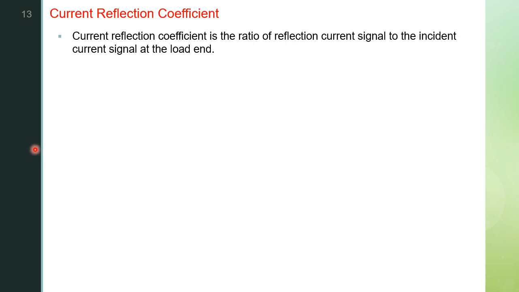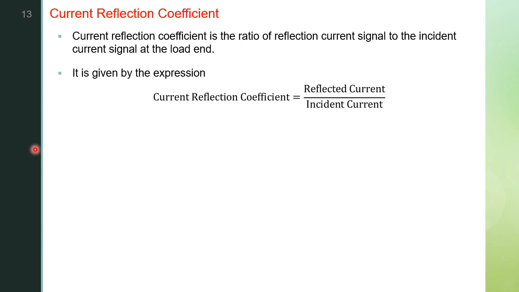Now we have told about voltage reflection coefficient. Next term is current reflection coefficient, which is a ratio of reflected current signal to the incident current signal at the load end. So when you consider the ratio of reflected current to incident current, we need to take the expression for current from transmission line equation, where we got Is of Z equal to I naught plus e raised to minus gamma Z plus I naught minus e raised to gamma Z.